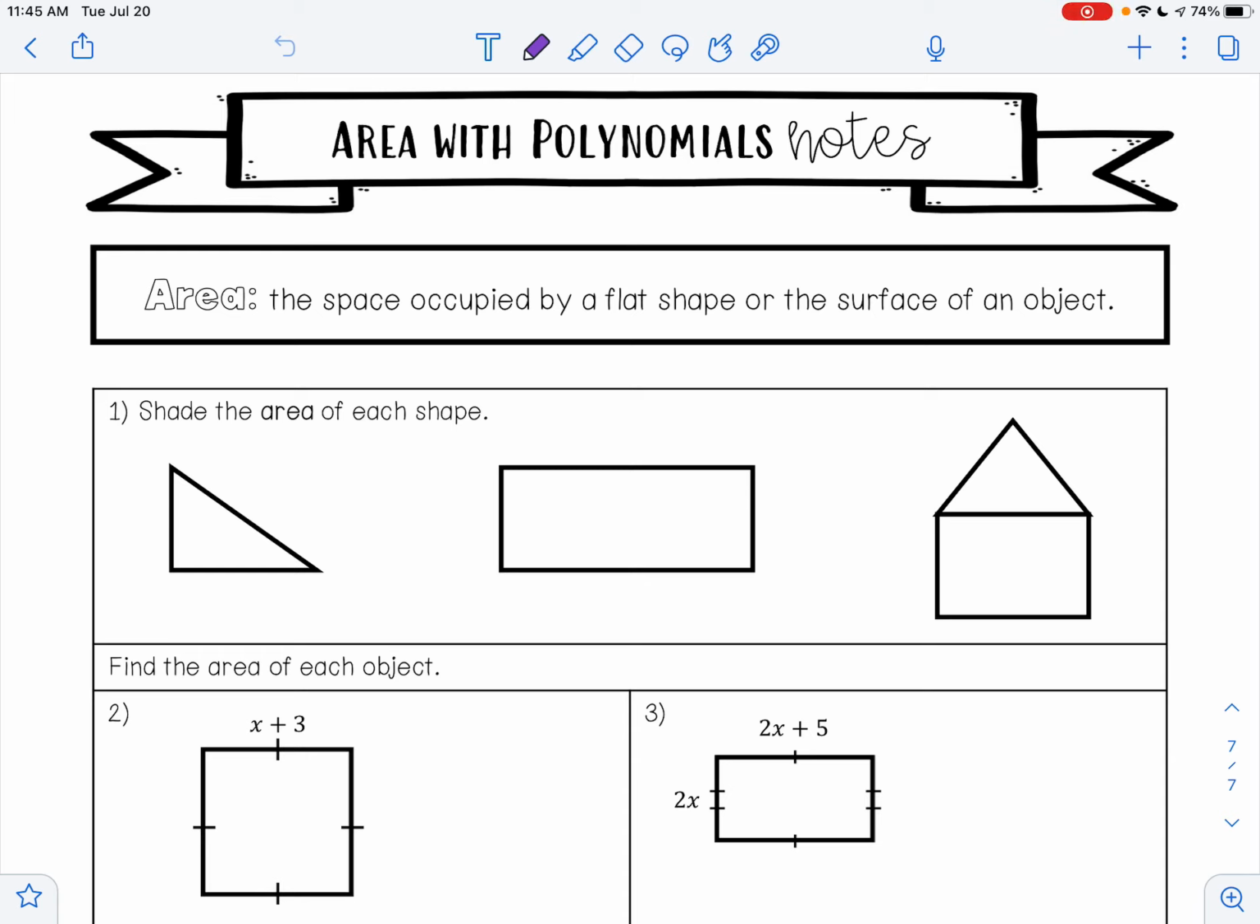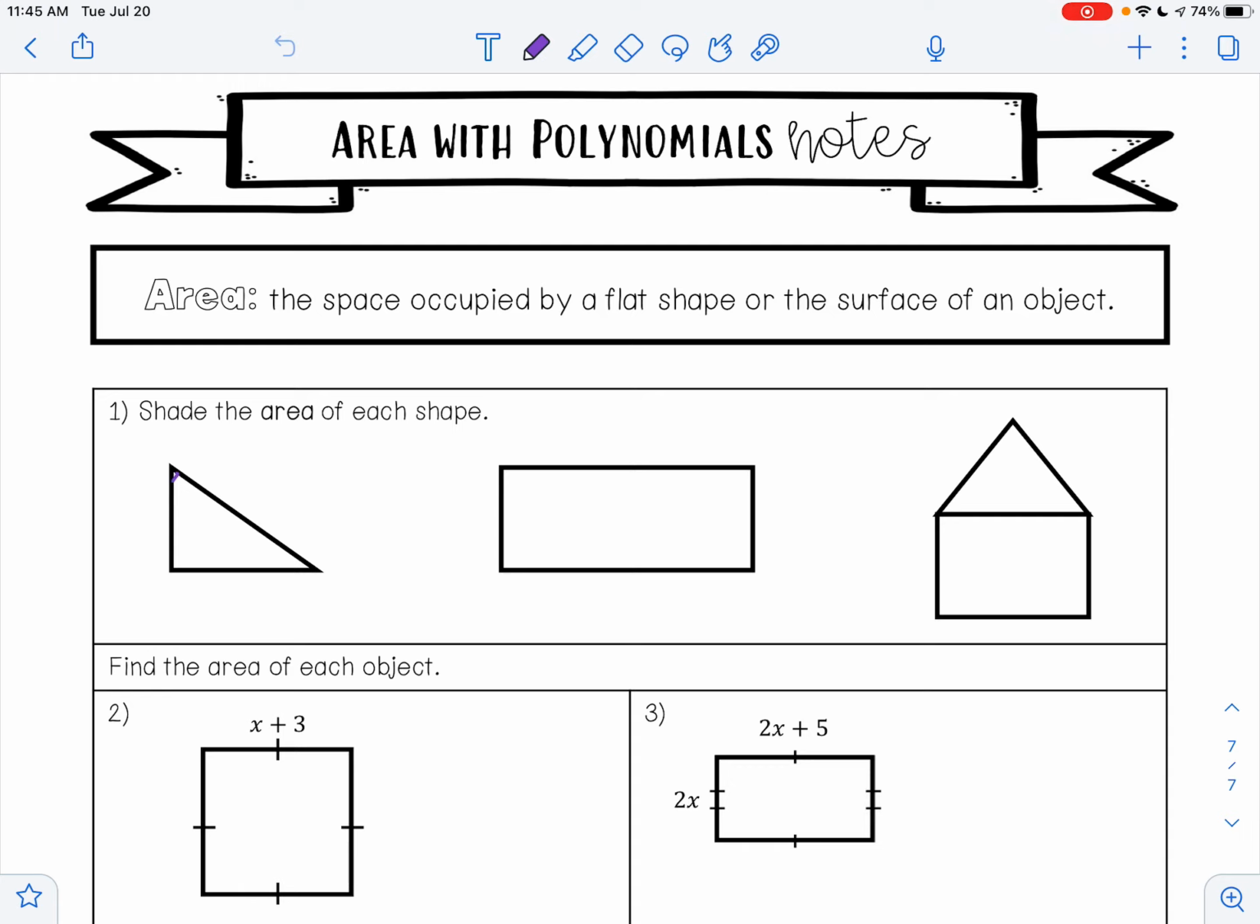Hello. In this video, we are going to learn about how to find the area of a shape with polynomials. As a reminder, area is the space occupied by a flat shape or the surface of an object. So in example 1, it says shade the area of each shape.